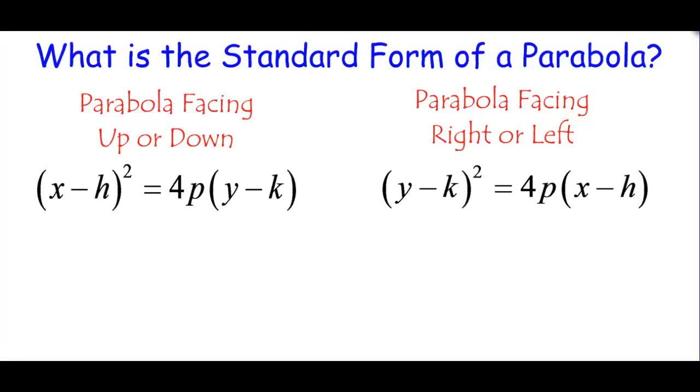So just to remind you, the standard form of a parabola comes in two different forms. One, if it's facing up or down, where the x value is squared, and two, where it's facing right or left, when the y value is squared. Our final answer should look like one of these two forms.